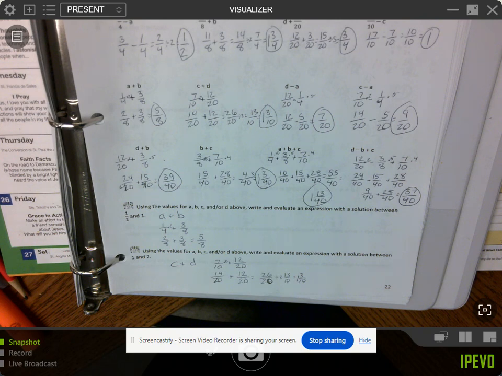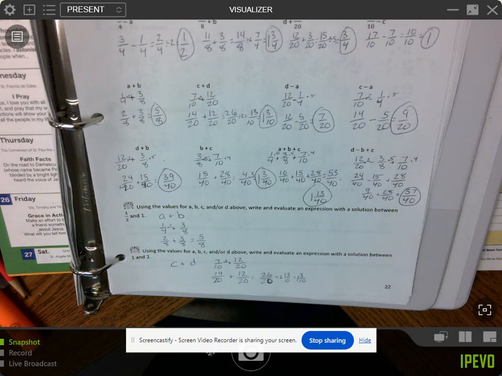For the bottom one, using values for A, B, C, and D above, write an evaluated expression with a solution between 1 and 2. So again, I looked up there and I looked for one of my ones that had C plus D gave me an answer of 1 3/10. So I used C plus C. Okay, I'm not going to mark it wrong if you're being smart and using problems that were already on the test.